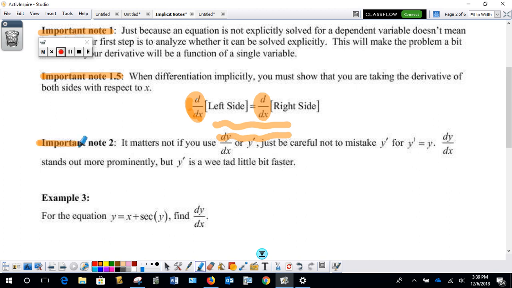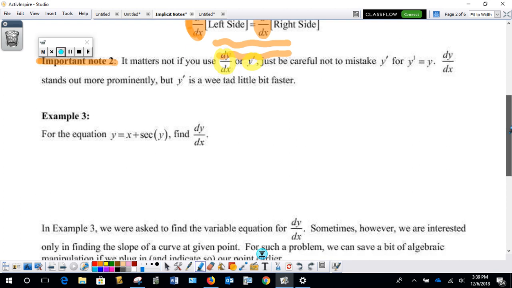All right, important note number 2. It does not matter, those of you who have been arguing with me over this, if you use dy dx or y prime. But my preference is dy dx because that y prime gets mistaken for y to the first. I also don't know what you took the derivative with respect to when you put y prime down there, so I prefer dy dx.